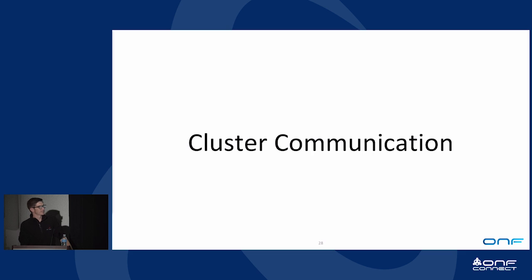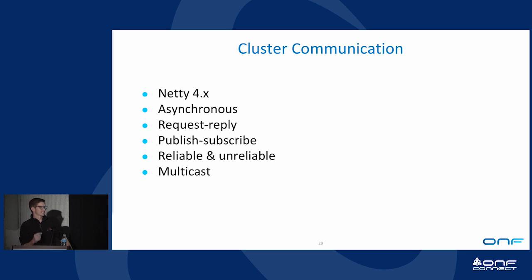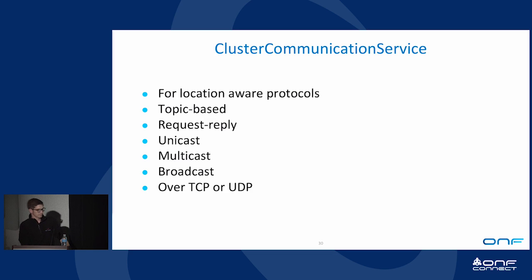And then there's cluster communication. Again, this looks very similar to what's in ONOS. It's based on Netty. It's asynchronous APIs and supports a variety of messaging paradigms. Again, request-reply, publish-subscribe, reliable and unreliable, etc. So there are two primary interfaces for communication in Atomix, and the reason there are two is because they're for two different types of systems, really.